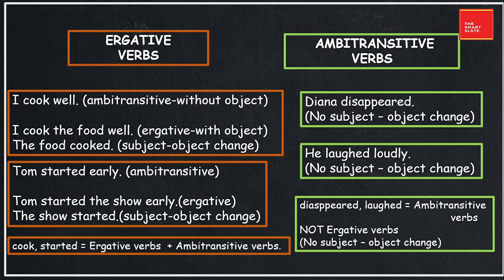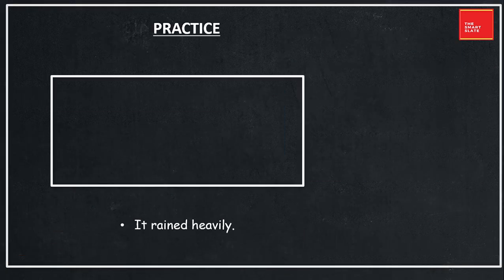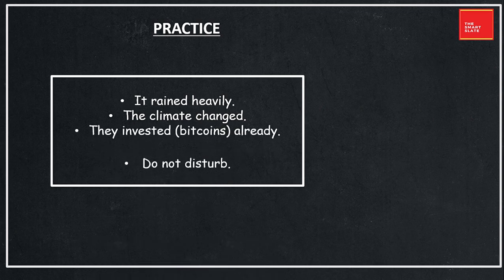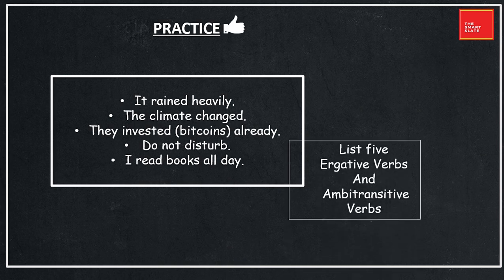Hopefully you understood the difference between ergative and ambitransitive verbs. So it's time for you all to practice. Drill yourselves and identify whether the verbs are ergative or ambitransitive. Here are a few sentences. You have to list five ergative verbs and ambitransitive verbs in the comment section. Try to make sentences and comment in the comment section.